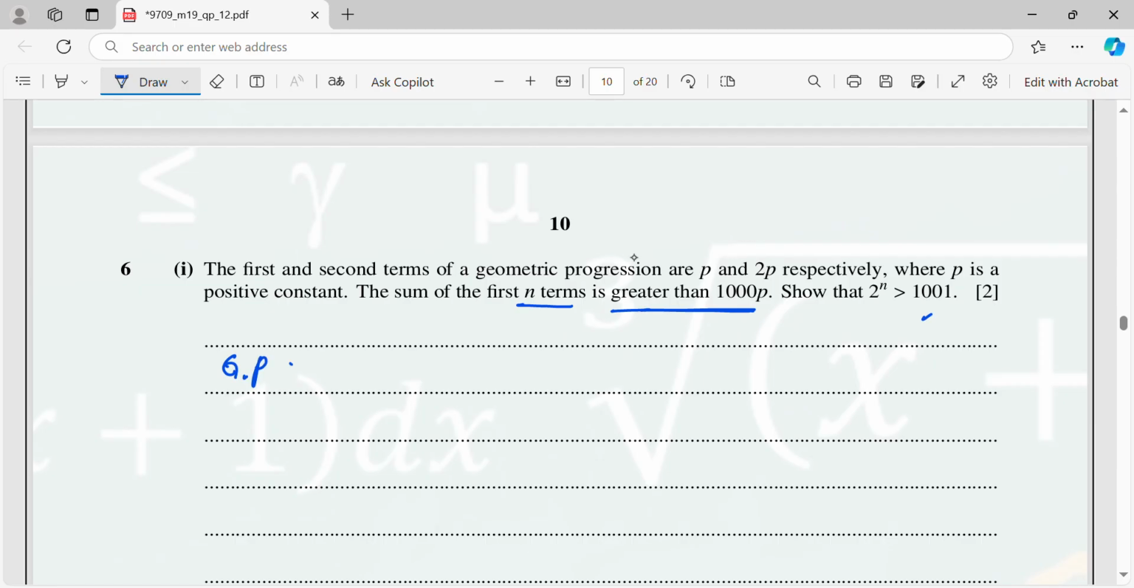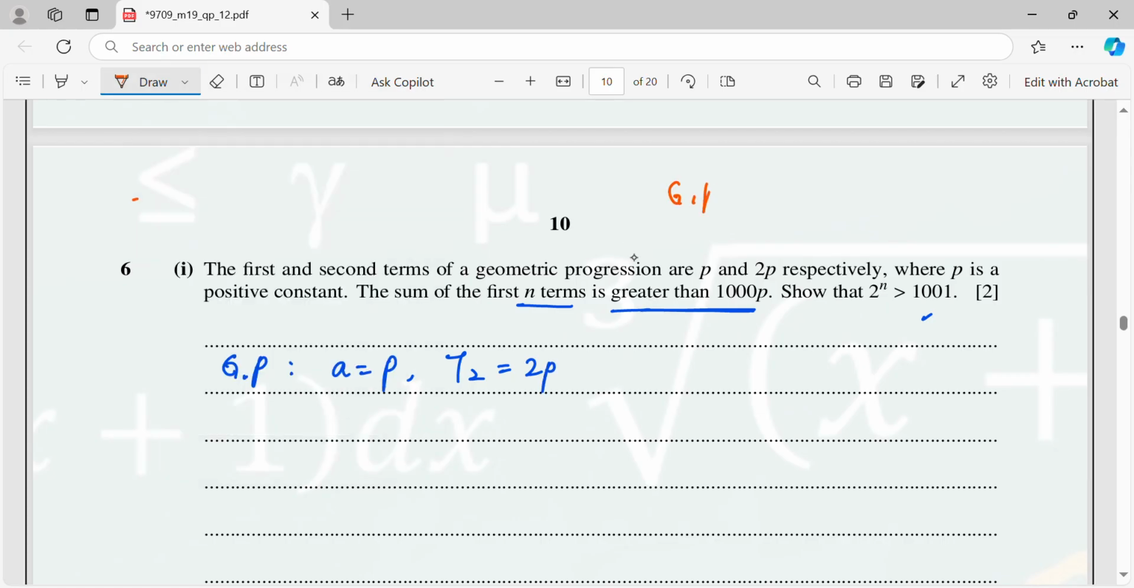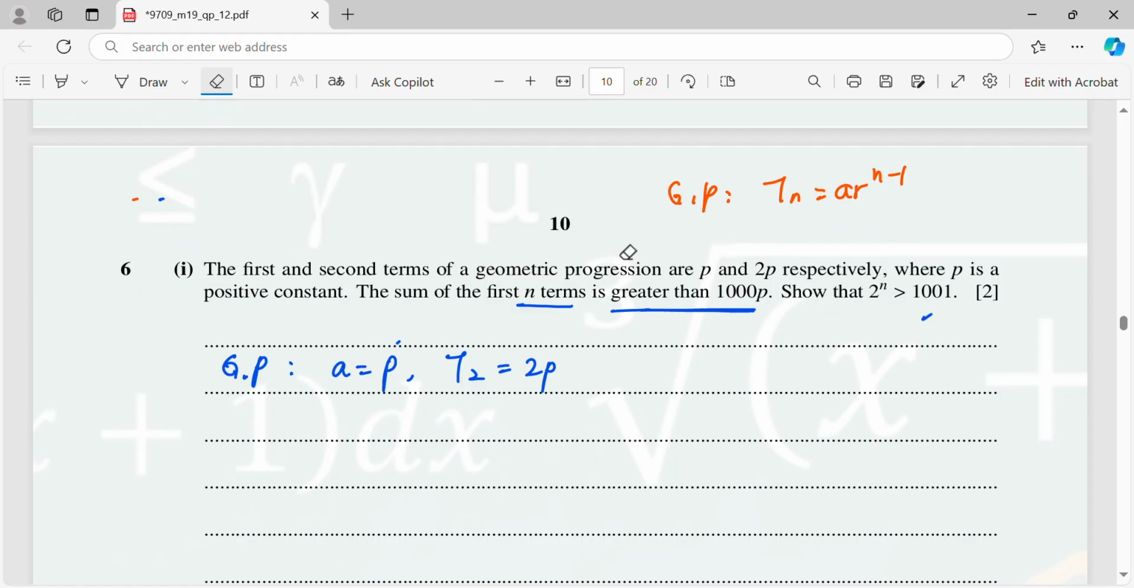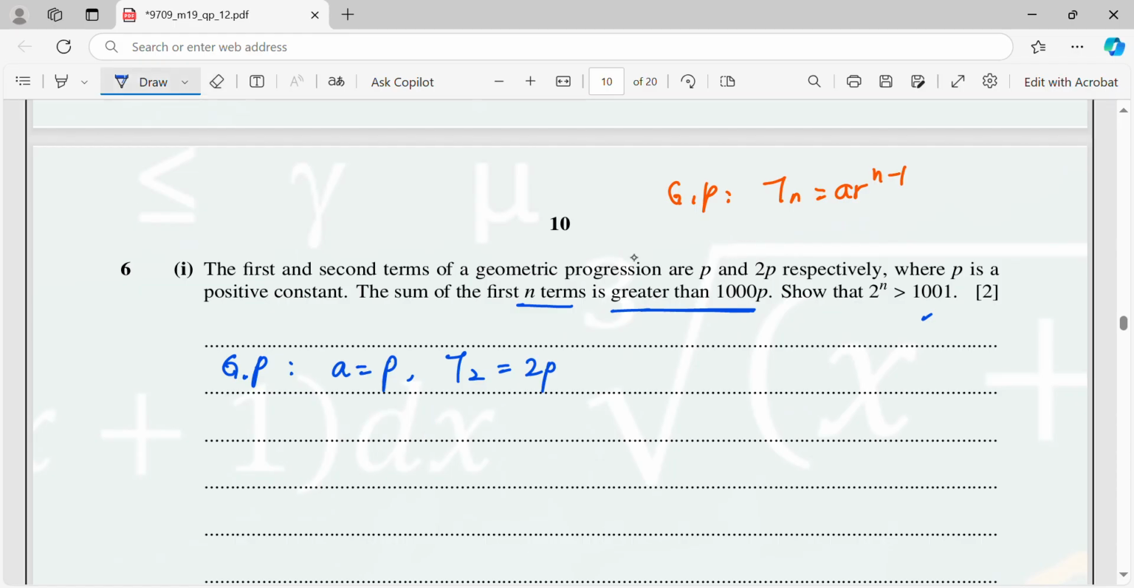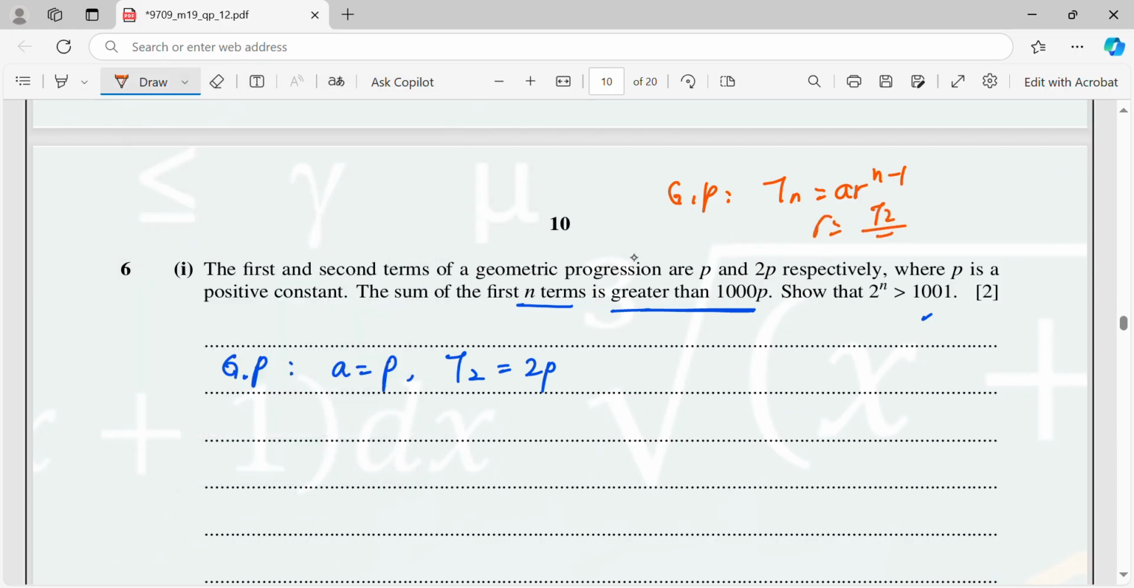Okay, so now geometric progression. First term a is p. Second term is 2p. So we know that from the geometric progression, Tn is A R^(n-1), where A is the first term. Then from here, 2p is basically A is p, then R^n. Or probably I will just write my R is T2 minus T1. You can use that as well to get the R.